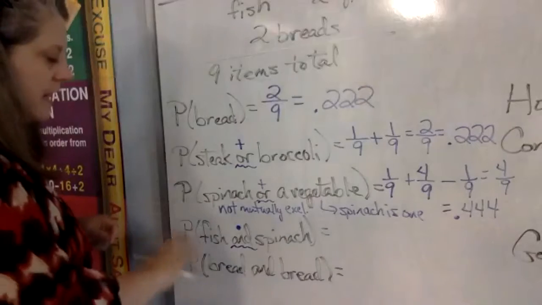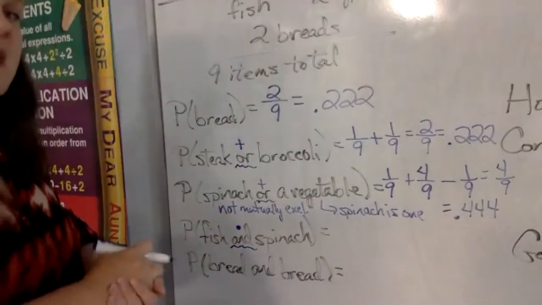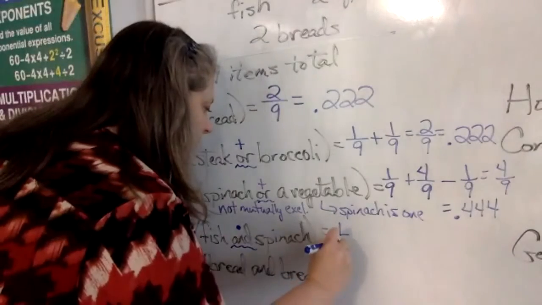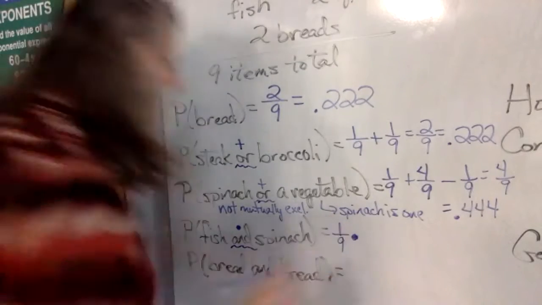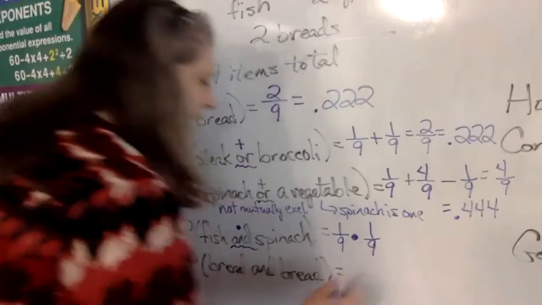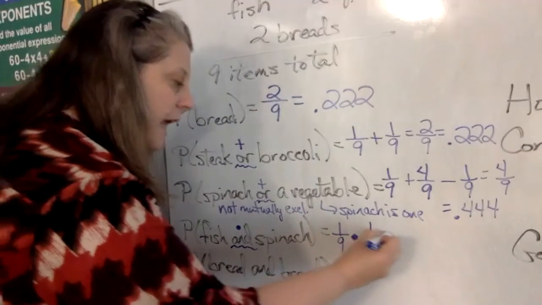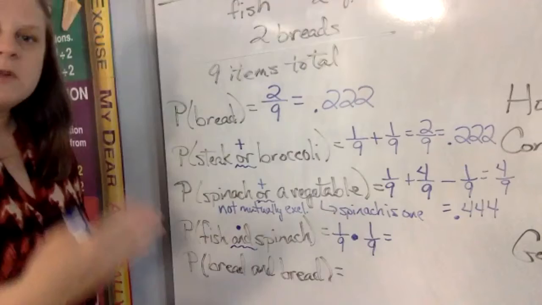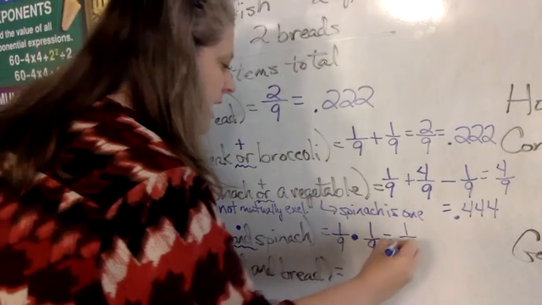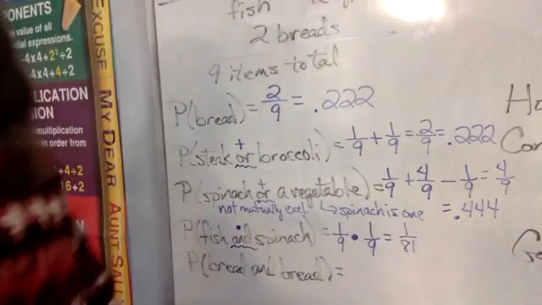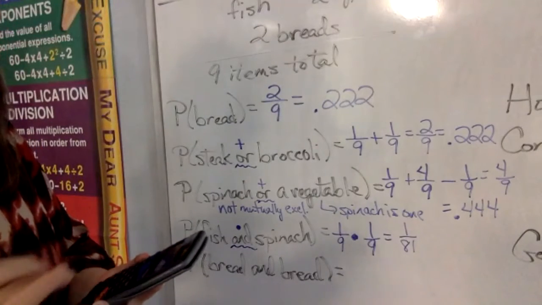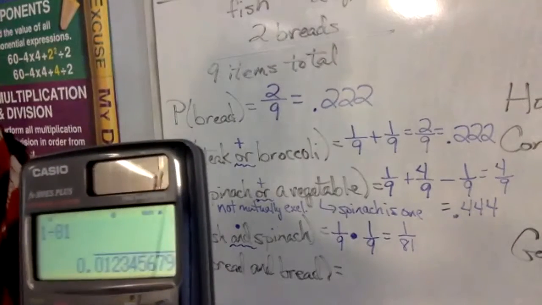Everything else going on. All right, so we have this probability of fish and spinach. How many choices of fish were there? One. There was one fish out of 9. How many choices of spinach were there? There was one spinach. One out of 9. Except this time it's multiplying. So when you multiply fractions, you multiply straight across. 1 times 1 is 1. 9 times 9 is 81. And then on your little handy dandy calculator, you take 1 divided by 81 and get a decimal. It's a big, long, repeating decimal.